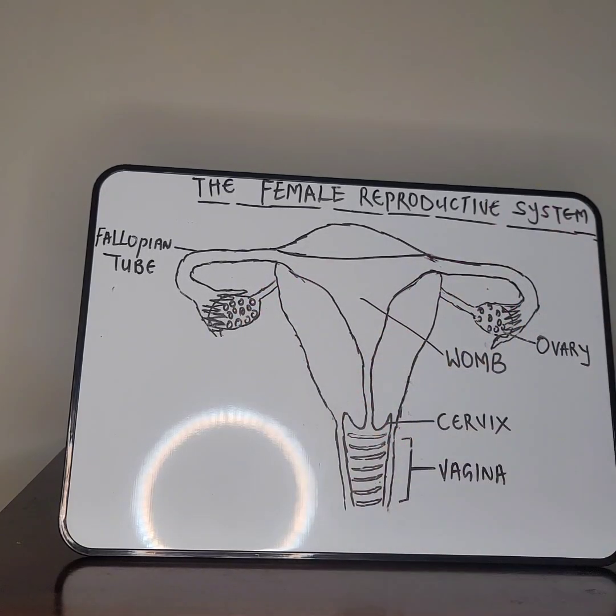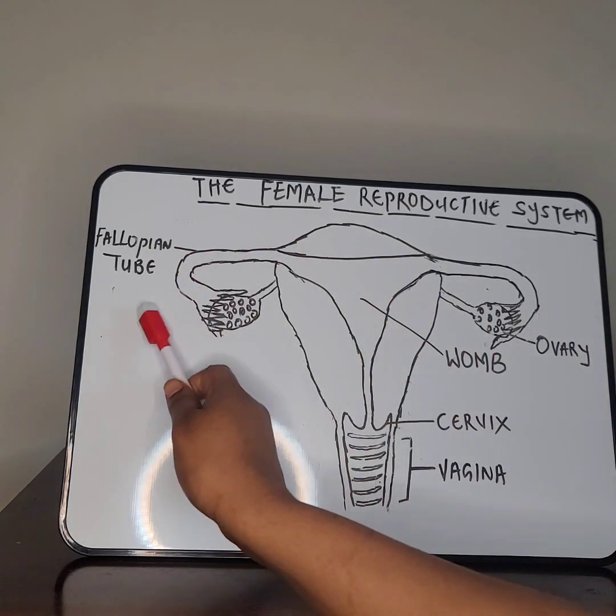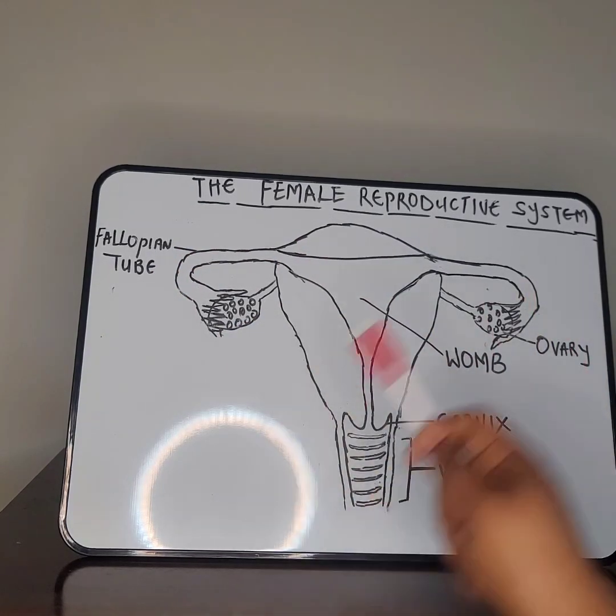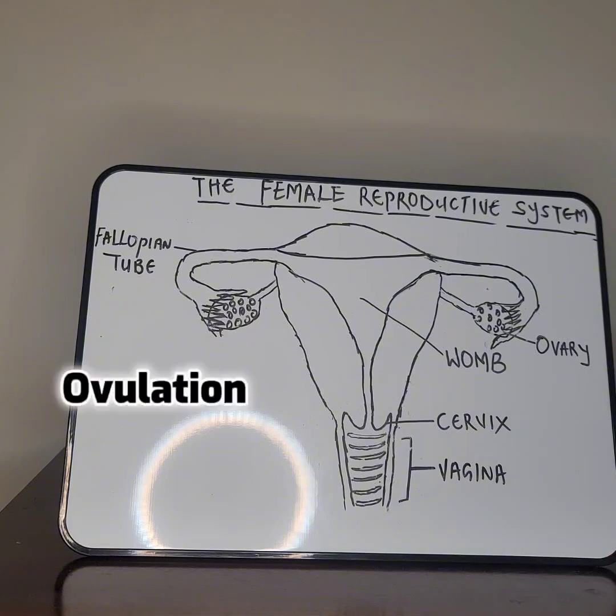Now, every month, it is expected that you release an egg from either your left ovary or your right ovary. And they take turns to do this. So if you release the egg from this one this month, the next month, this ovary will release the egg. So the process of releasing this egg is called ovulation.